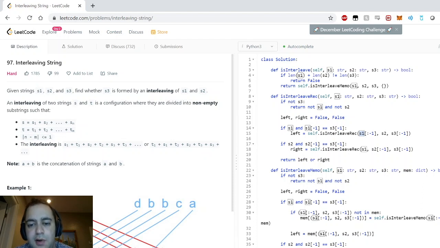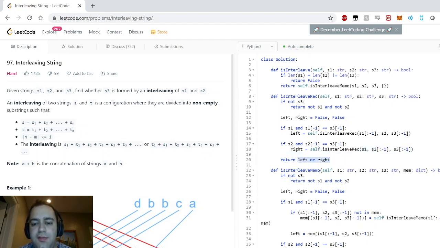Similarly, we'll look at S2. If the last character of S2 is the same as the last character of S3, then we could just recurse on everything but the last character of S2 and everything but the last character of S3. Right, so if we find that either of these leads to an interleaving solution, then we return true. And so that's what this logic here accomplishes.